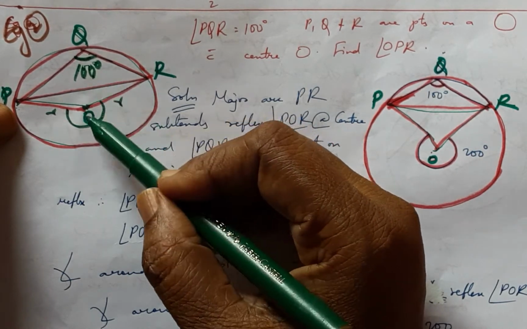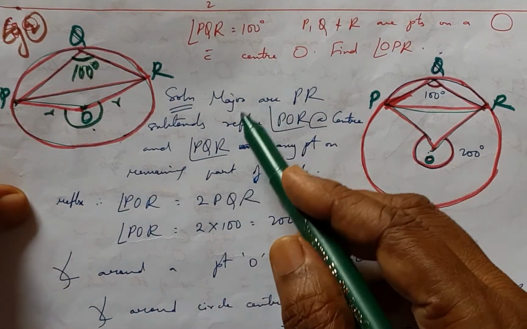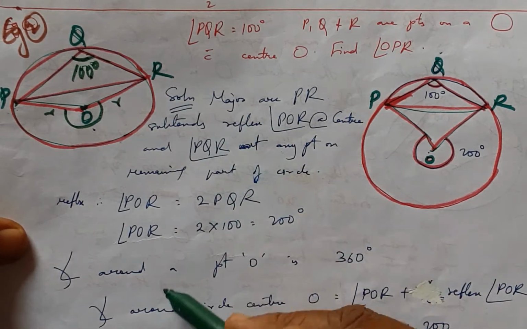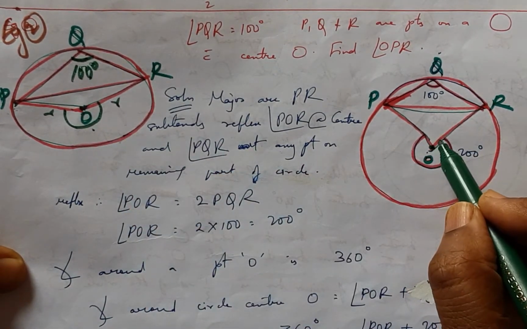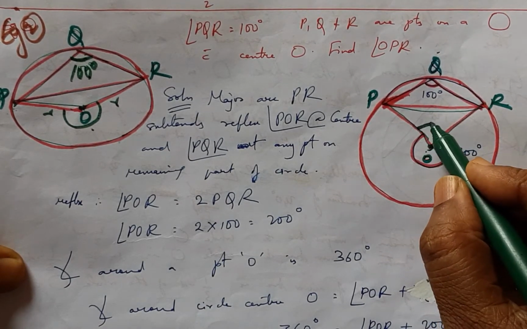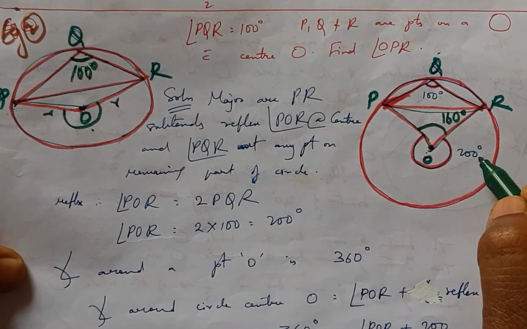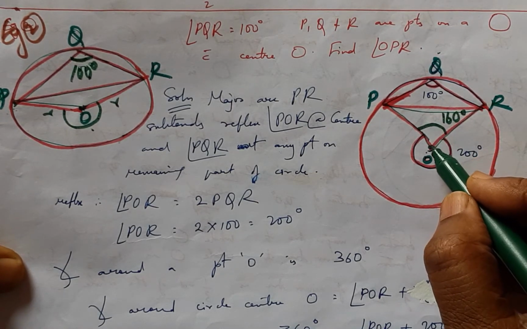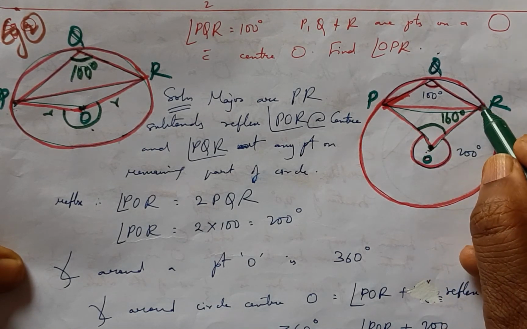So if this is 100, then the reflex of angle POR would be 200, and that is what we have elaborated herein. And now at this point, the angle around the point O is always 360, we know, and since this is 200, this would be 160. 360 minus 200.